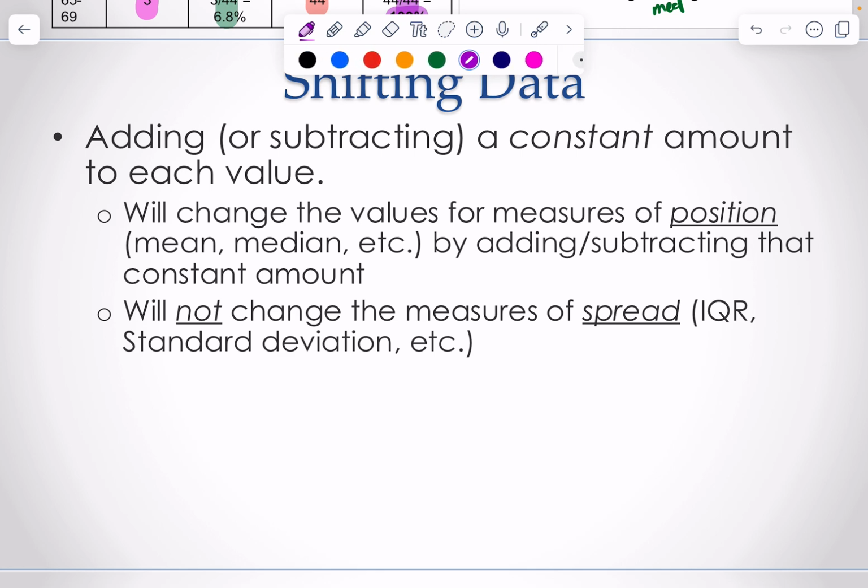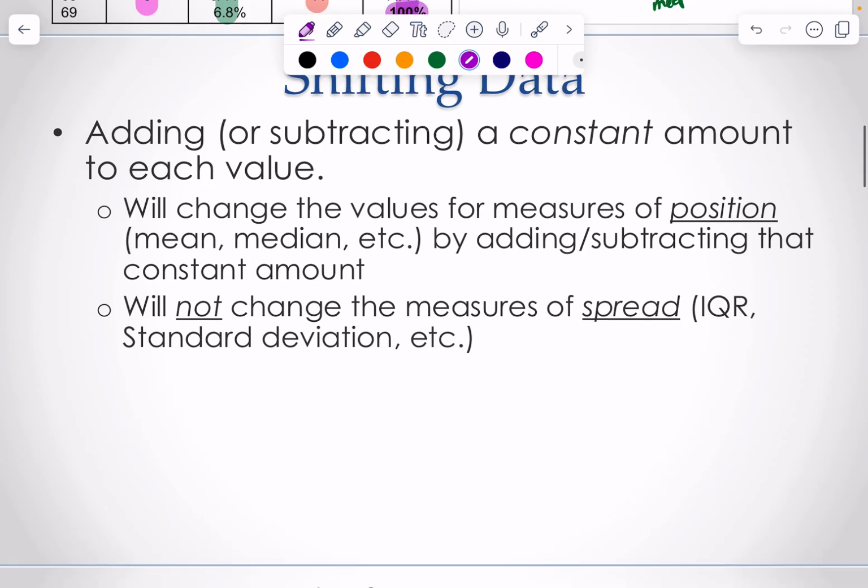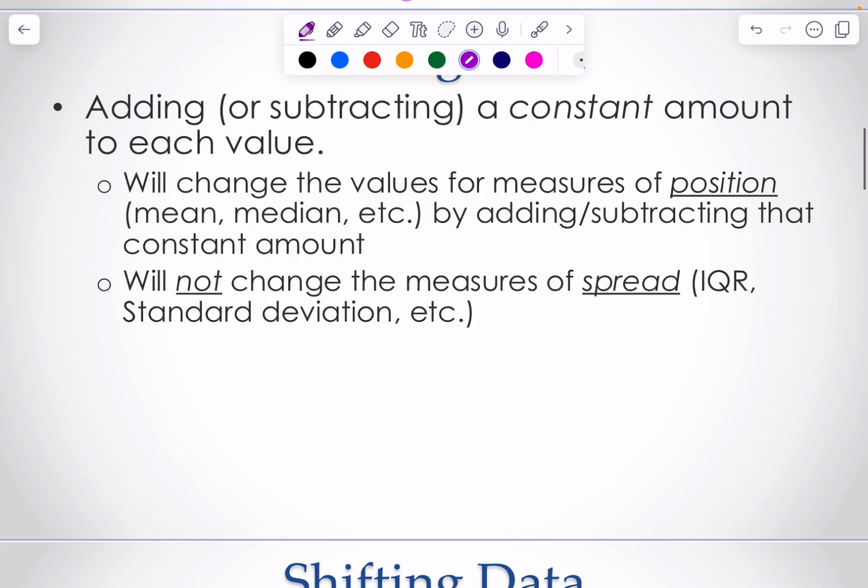Or we're changing units, or we're doing something where we're multiplying or dividing, which is what we're going to call rescaling. And so when we shift our data set, okay, what we're talking about is if we take our numbers and we add or subtract a constant to every single value.